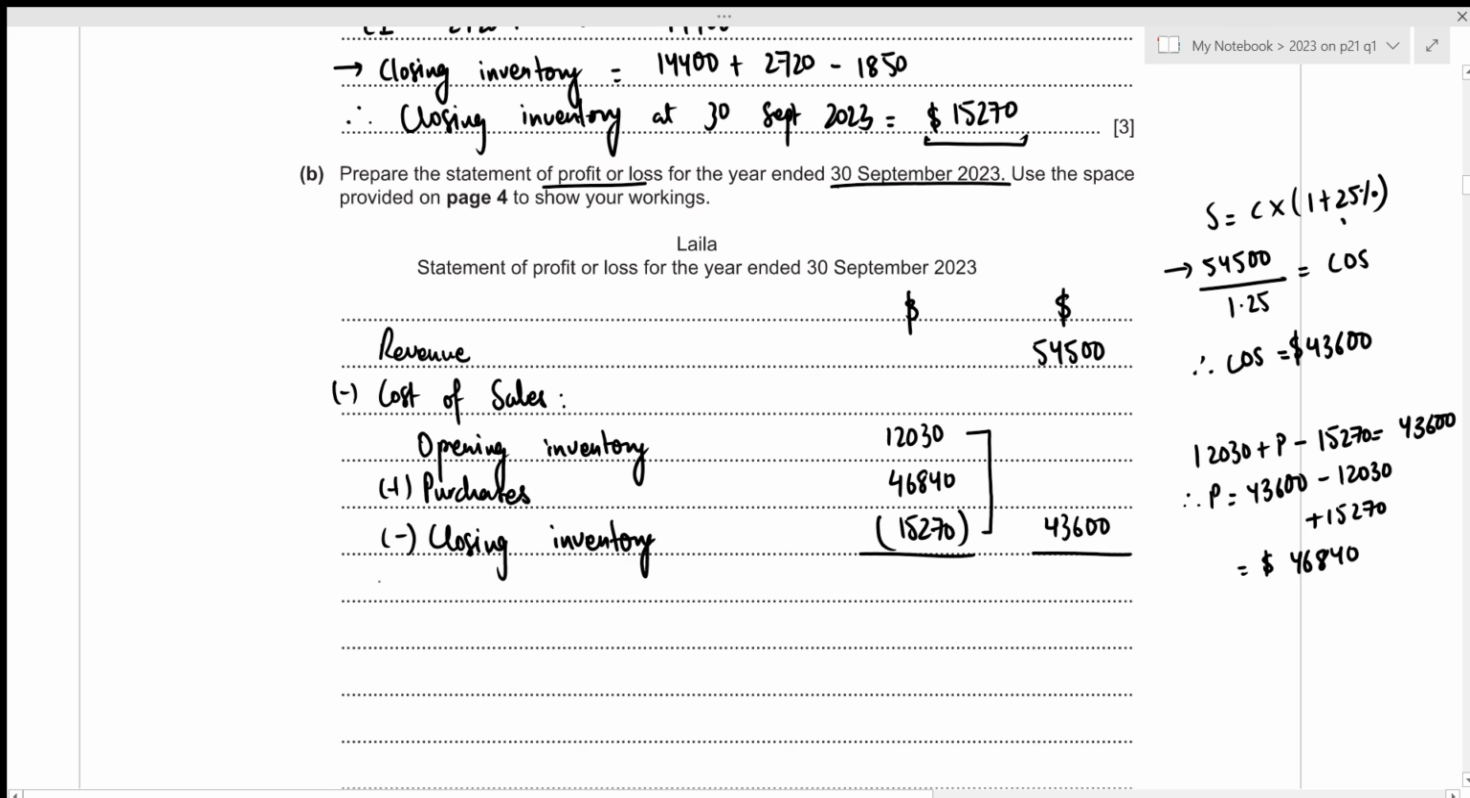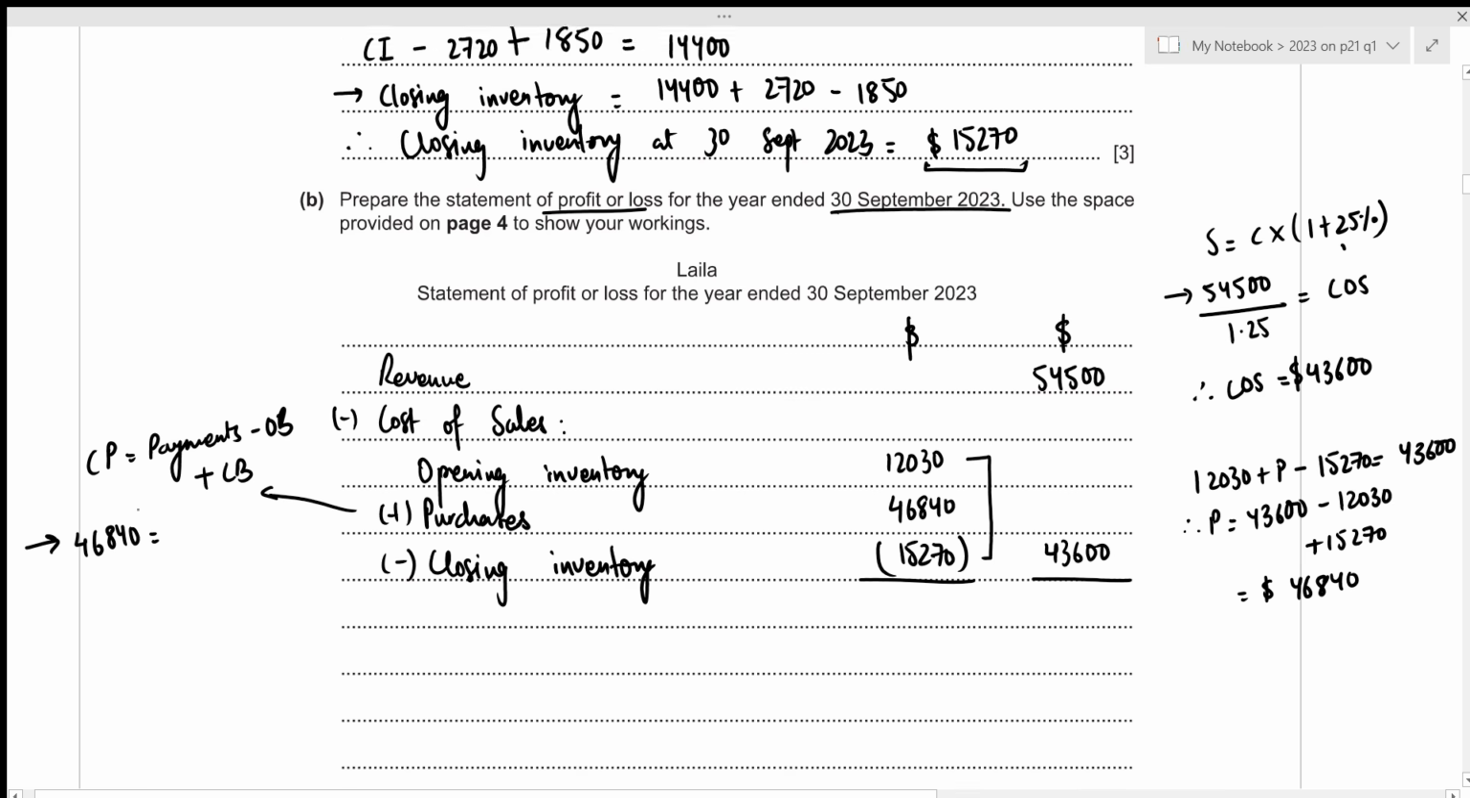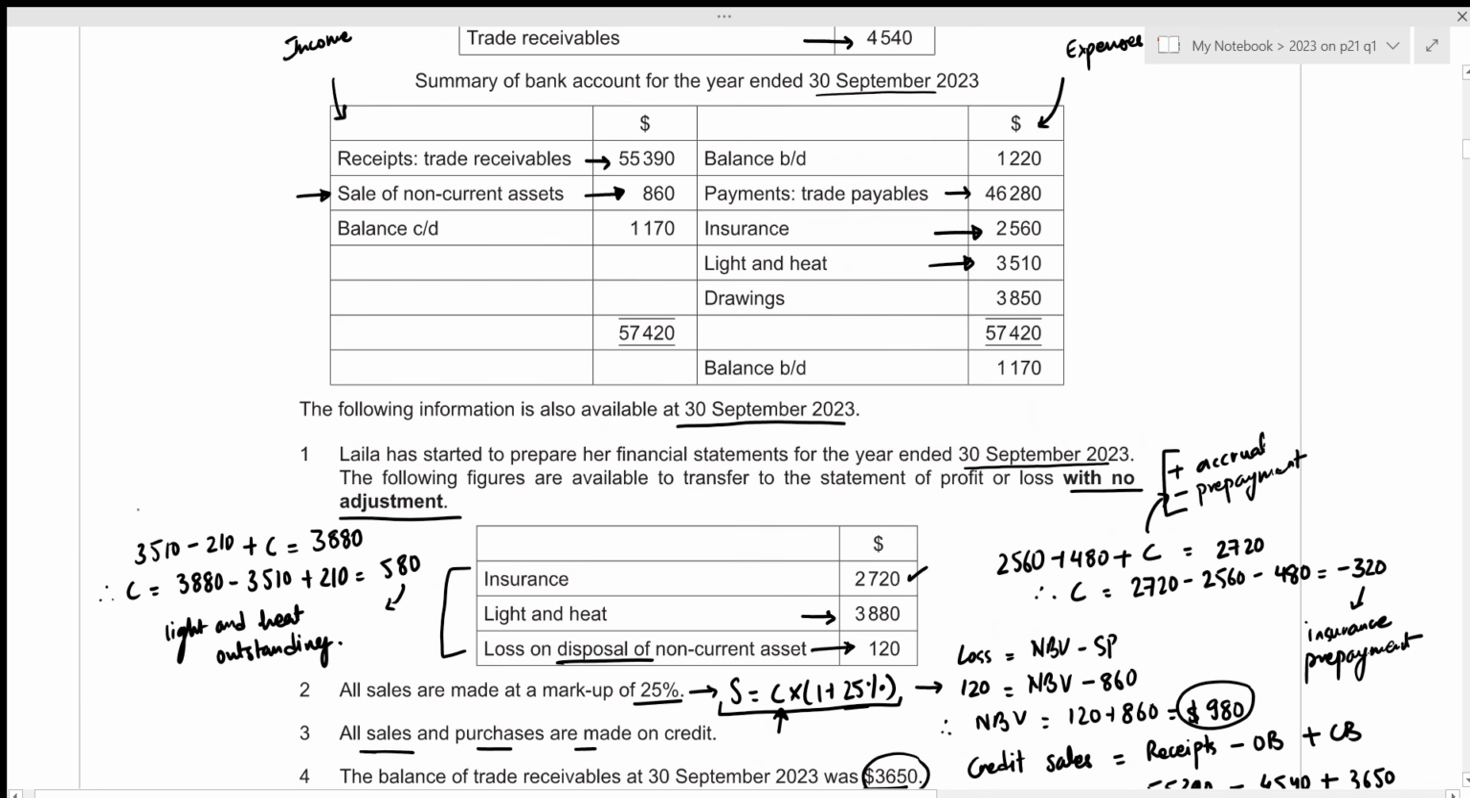Okay, now again, remember that in order to get our purchases, we were also told that all of the purchases are made on credit. So our credit purchases is just going to be the payments minus the opening balance of our trade payables plus the closing balance of trade payables. And in this case, since we are not given the closing balance, we can now figure it out. So the total of our credit purchases is 46,840. The payments made for trade payables was 46,280.